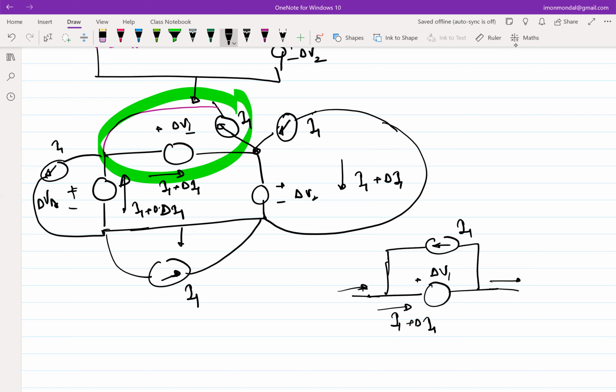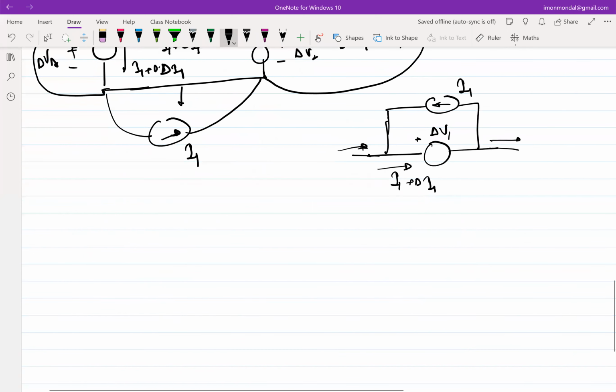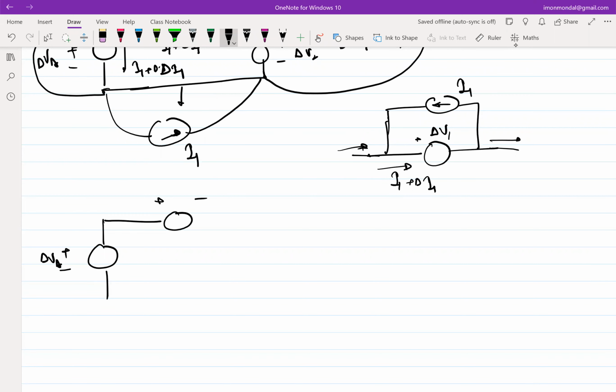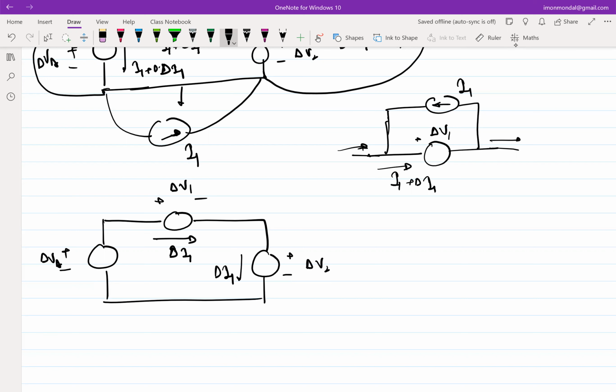Right? So a similar argument you can have for all these subloops. Do you follow? If you have a similar argument for all these subloops, I can say that I1 goes off for all the subloops. So essentially what I am left with is delta VA, which was applied as an increment. You have delta V1, you have delta V2, and the current through this is delta I1. Okay.